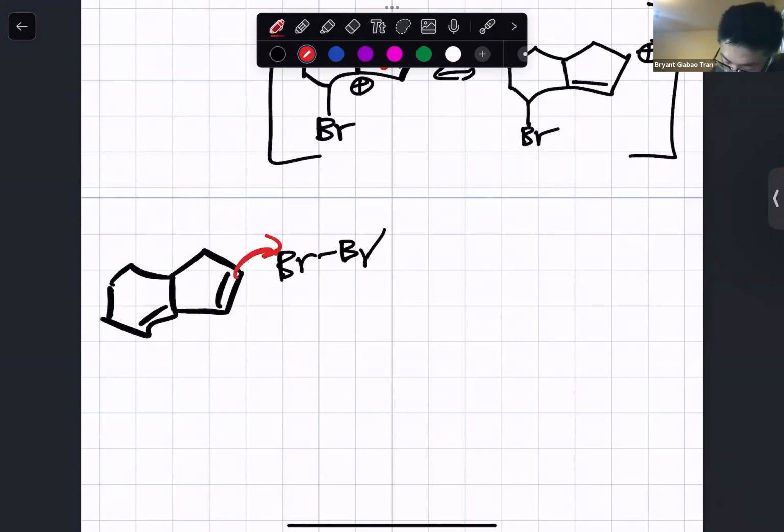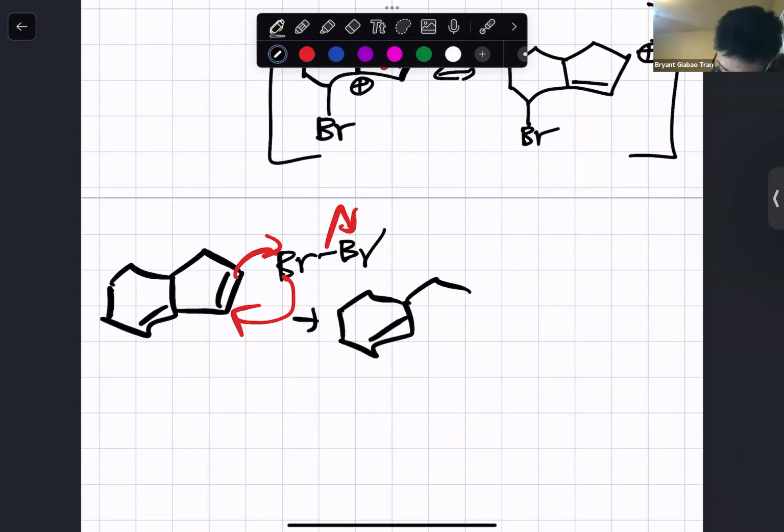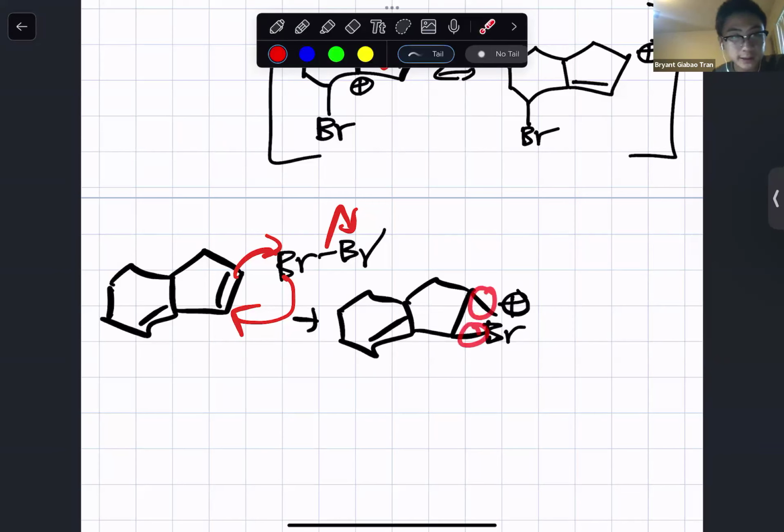This carbon attacks the bromine, kicks out the other bromine. That bromine being attacked attacks the other side of the alkene at the same time. We know that we are going to form this bromonium ion ring, where now one bond of this bromonium ion ring is going to break and give us a carbocation.